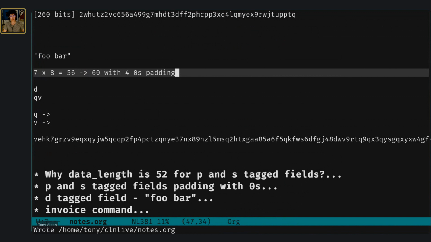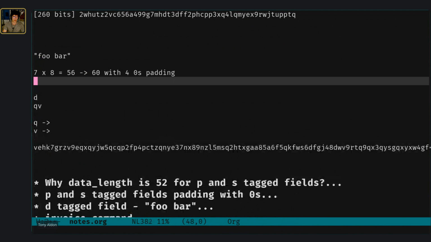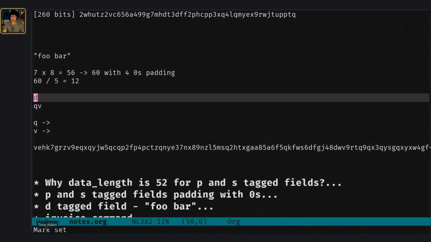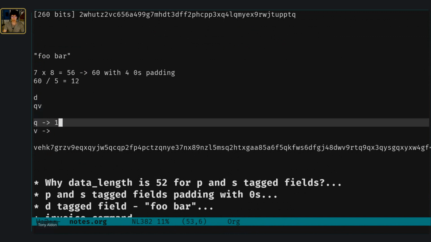So now, 60 bits, this is what we have. And so QV should be something like 60 divided by 5, and I think this is 12. So QV must be 12. So we remember B, this is the first thing that we encounter in the string. QV are the data length.